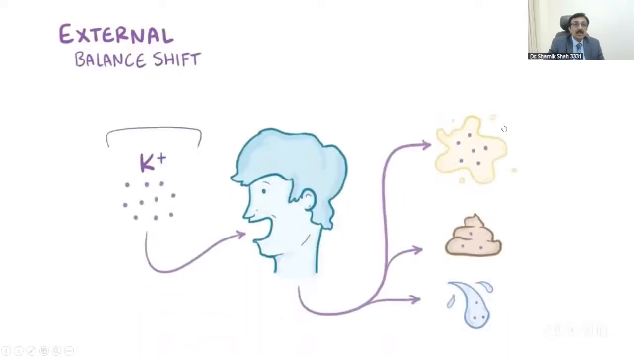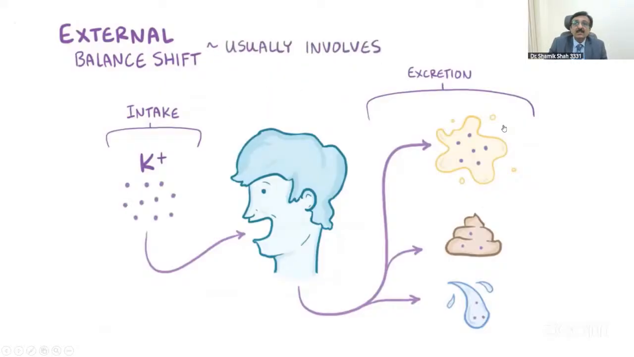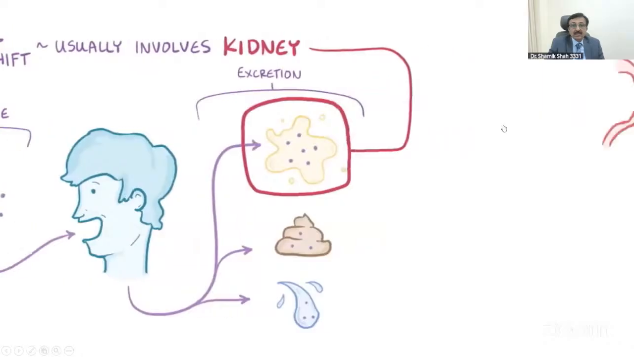Now, when we talk about the external balance shift, there is a difference in the balance between the intake and the output. So in certain cases, there is a low intake in patients with anorexia, prolonged fasting, or a special kind of diet which people tend to follow. But the main problem with hypokalemia in the external balance shift involves the excretion through the kidneys. And let us talk about that.